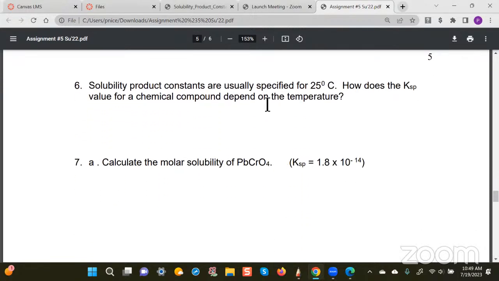Okay, so this question says, the solubility product constants are usually specified for 25 degrees Celsius. How does the KSP value of a chemical compound depend on temperature? All right, so obviously no calculations will be required. This is something for you to explain. So let me hear what you think the answer to this question is. The question is basically asking, how does the KSP vary with temperature? Will it increase with temperature or will it decrease with temperature?